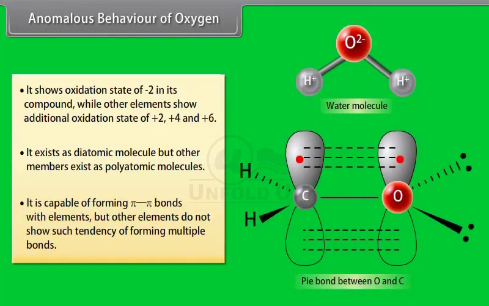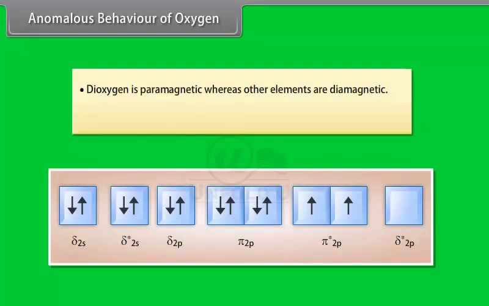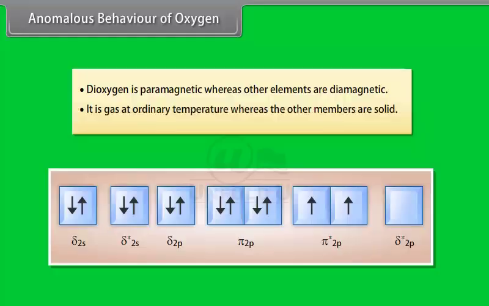It is capable of forming pi-pi bonds with elements, but other elements do not show such tendency of forming multiple bonds. Dioxygen is paramagnetic, whereas other elements are diamagnetic. It is a gas at ordinary temperature, whereas the other members are solid.